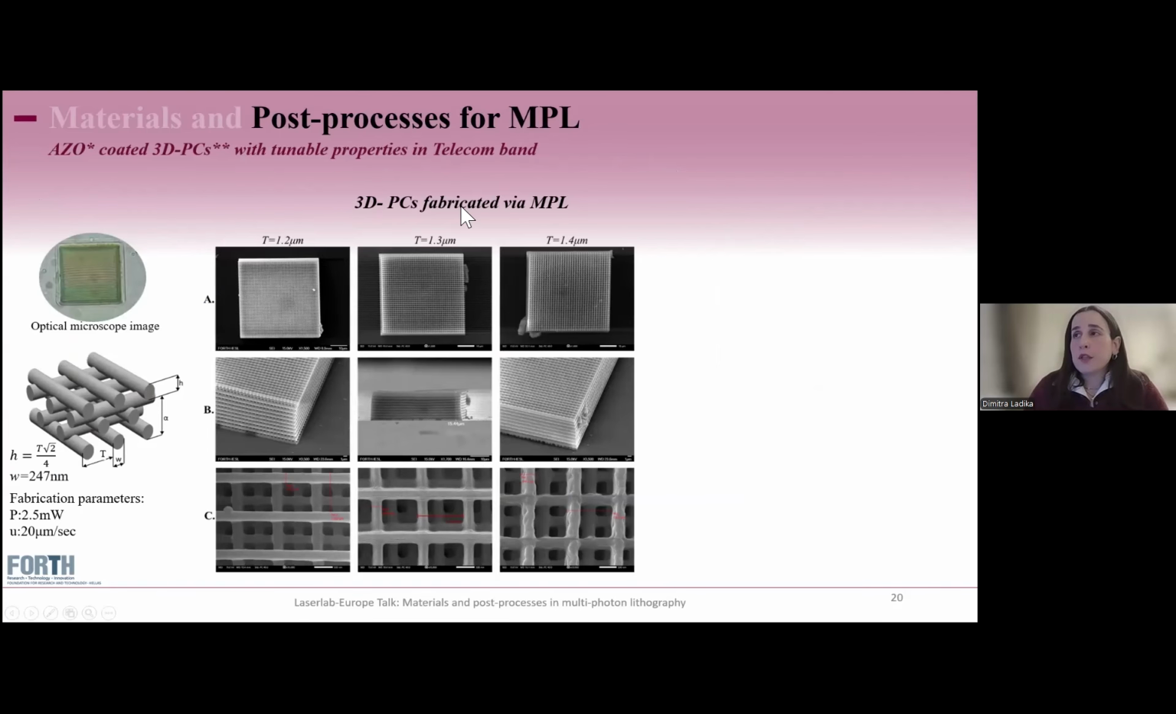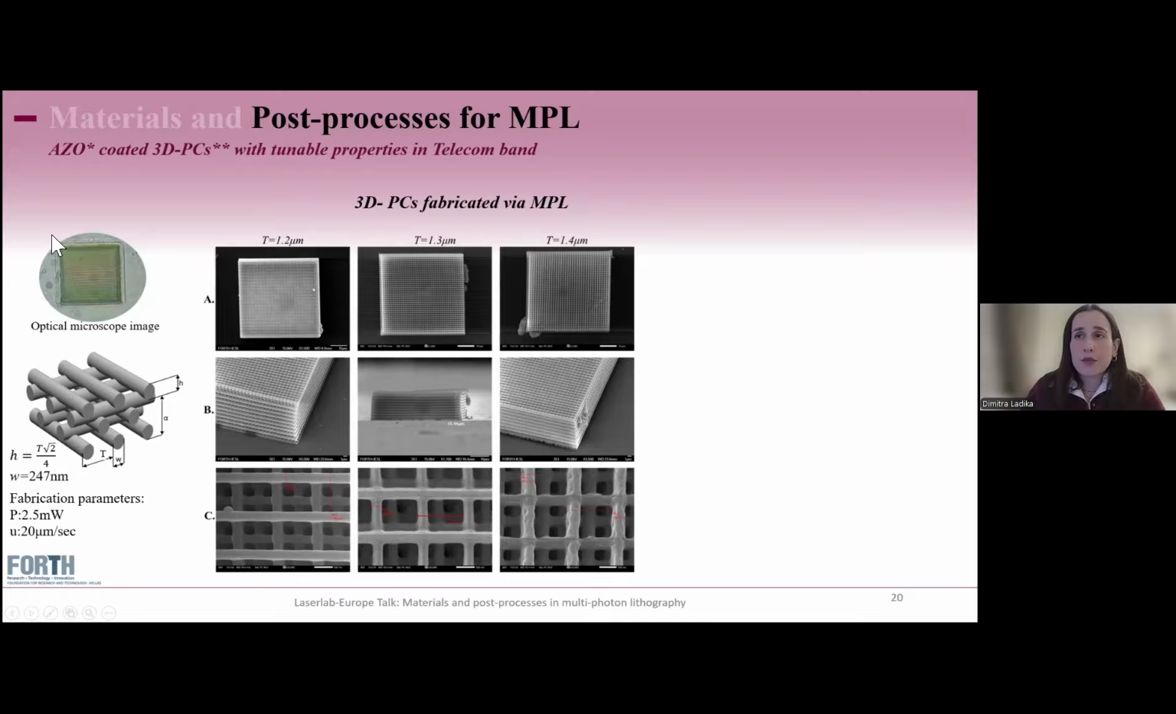Later, we fabricated the 3D photonic crystals via MPL. Here is the unit cell of the woodpile geometry and all the dimensions. And we decided to fabricate 3 different photonic crystals, and by different I mean different in layer periodicities, which would give us different photonic band gaps. So we chose 1.2, 1.3, and 1.4 micrometers in layer periodicity. We had successful results, with very good resolution down to 270 nanometers.